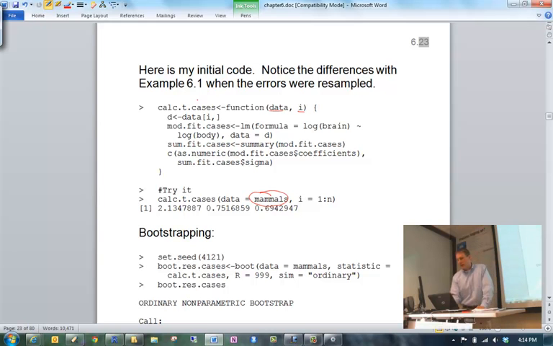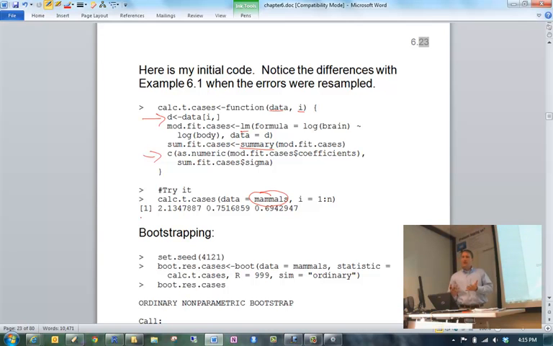Here I have an actual data frame. So because of that, when I do my usual first step in a calc.t function, I say data[i, ], because now I want to resample rows of my data frame. Then simply you estimate your model like you would normally with the lm function. You summarize the model fit like usual, and pass back my beta hat 0, beta hat 1, and my square root of MSE.